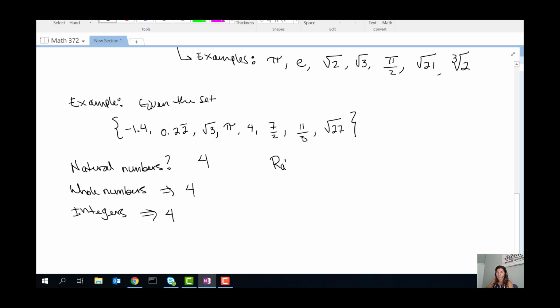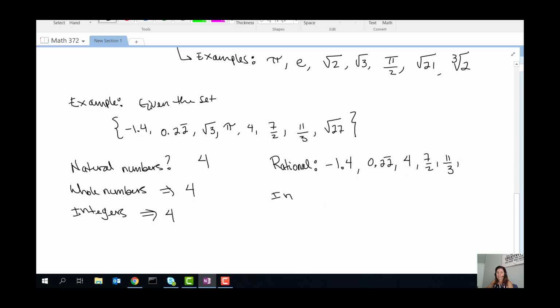What about rational numbers? So rational numbers, we have actually quite a few. There's negative 1.4, right? This is a terminating decimal. You have 0.22 repeating. This is a repeating decimal. So that's rational. 4. Then 7 halves. It can be written as a fraction. 11 thirds. And that's it.